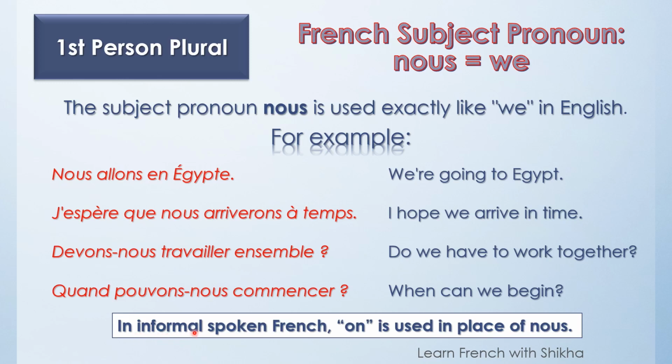In informal spoken French, on is used in place of nous. So whenever we are speaking French in an informal way, we use on instead of nous, only in spoken French.